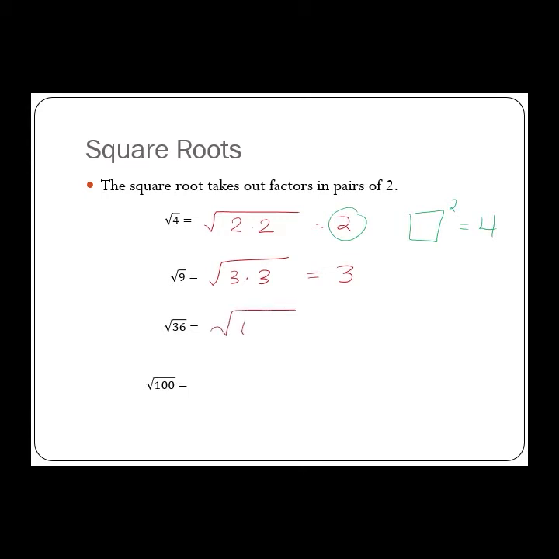36 is 6 times 6, so you have a pair of 6's as factors. So the square root is 6, because 6 squared is 36. And 100 is 10 squared, so 10 is the square root of 100.